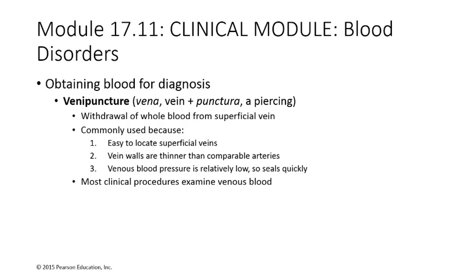Well, first of all, how are we going to get your blood? We're going to do venipuncture. That is, we normally withdraw blood from a superficial vein, oftentimes the median cubital vein in the arm, in the antecubital region, and the reason is that veins are more superficial. They have a thinner wall than arteries, and their pressure is lower, so they're going to seal and clot more quickly. So most clinical procedures will be looking at venous blood.